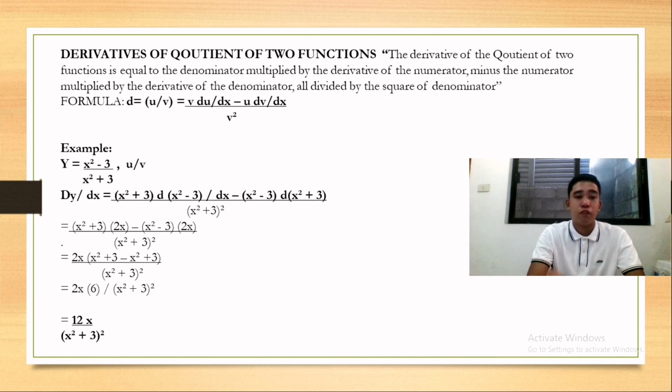Derivative of the quotient of two functions. The derivative of the quotient of two functions is equal to the denominator multiplied by the derivative of the numerator minus the numerator multiplied by the derivative of the denominator, all divided by the square of the denominator. Formula for the derivative of the quotient of two functions: d of (u over v) equals (v du over dx minus u dv over dx) over v squared. Example: x squared minus 3 over x squared plus 3.